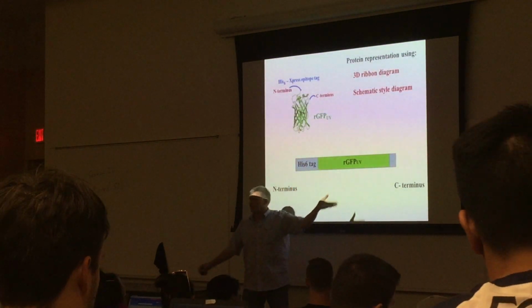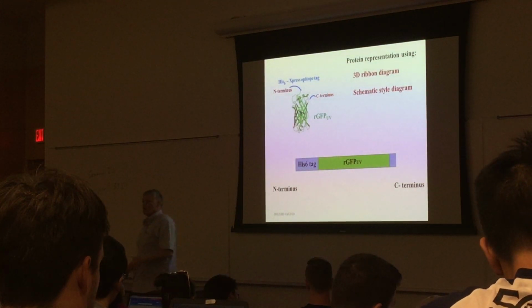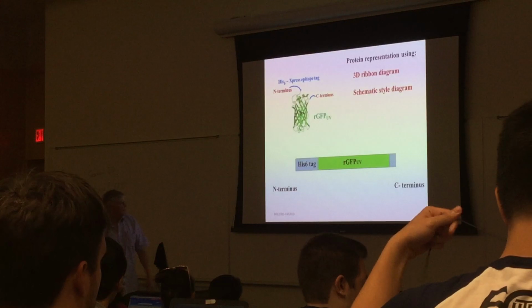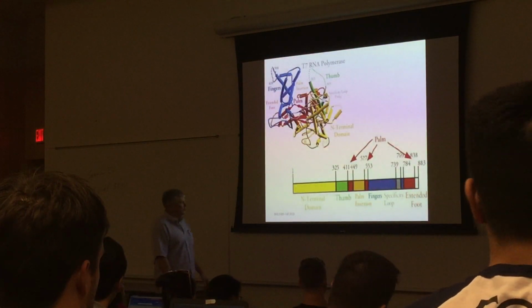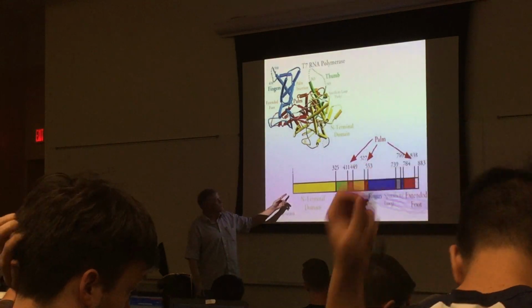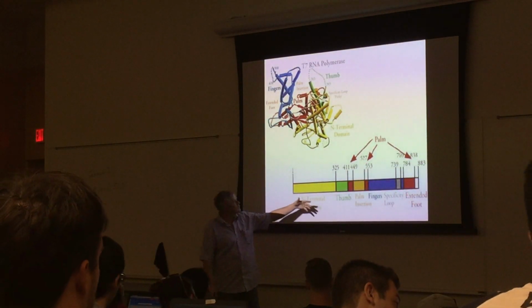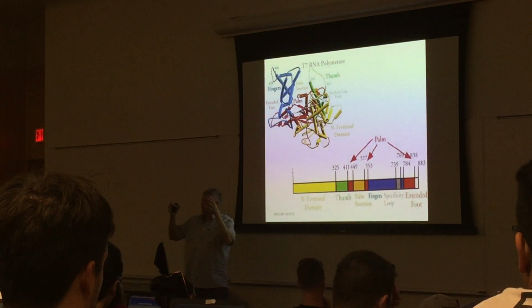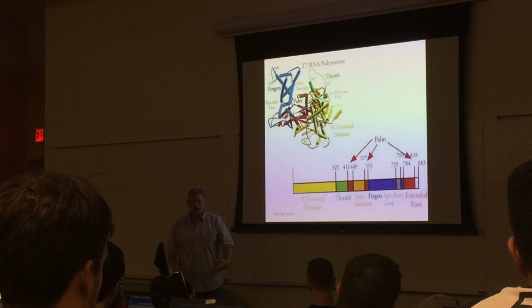The domain is the GFP domain, the beta barrel, it's a self-described domain. It's functional as a unit by itself. In the T7 RNA polymerase, if you look at the primary structure, that's what that looks like. But if you look at the three-dimensional structure, there are certain regions that we call domains that have functionality.